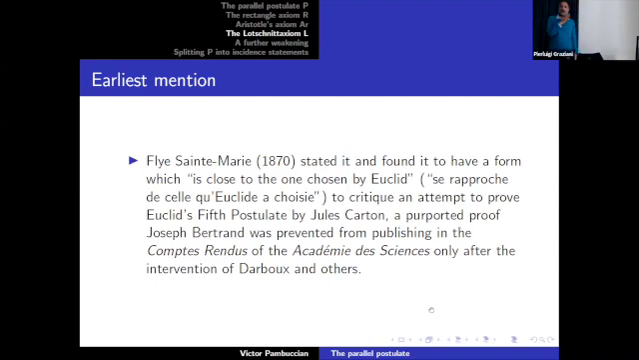This axiom, although Bachmann was the first to analyze its strength, does show up earlier. Namely, Saint-Marie in 1870 stated exactly this form and found it to have a form which is close to the one chosen by Euclid. To critique an attempt to prove Euclid's fifth postulate by Jules Carton, which was about to be published in the Compte Rendu of the Académie des Sciences by Bertrand, but wasn't by the intervention of Darboux and others.